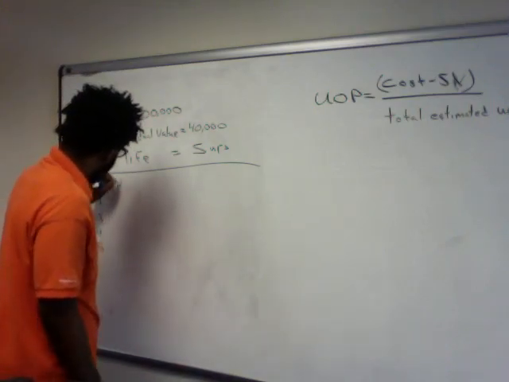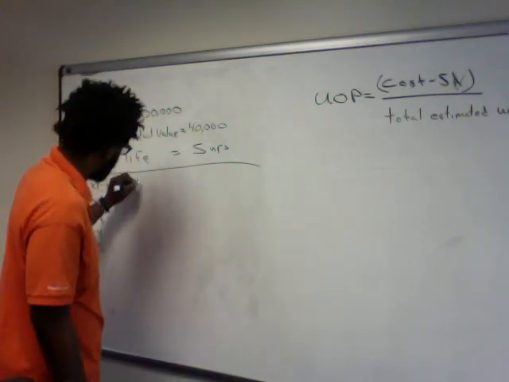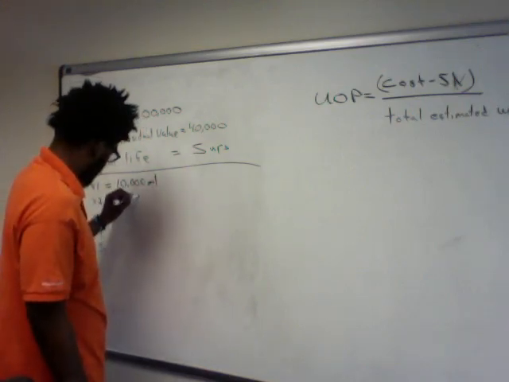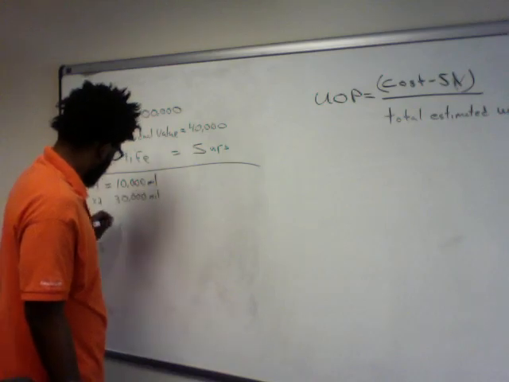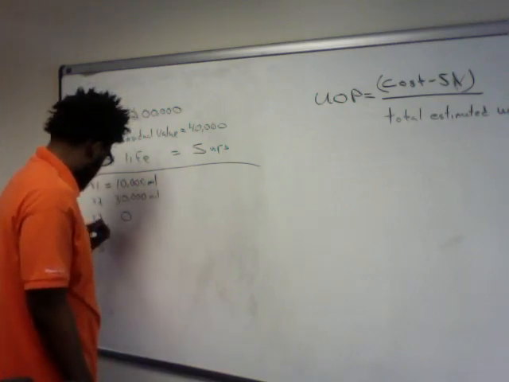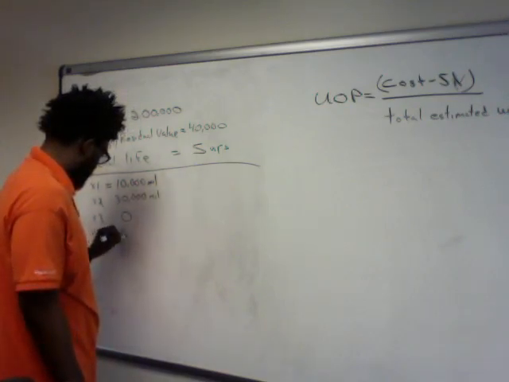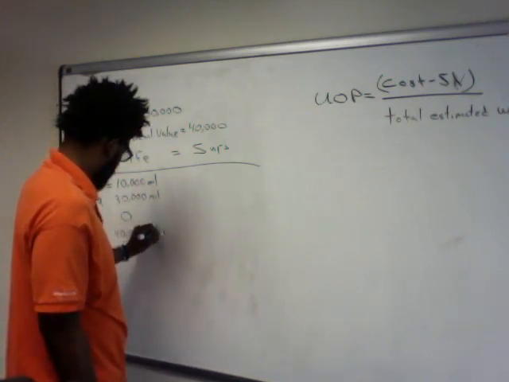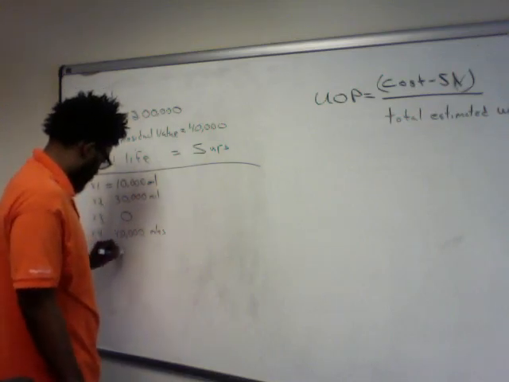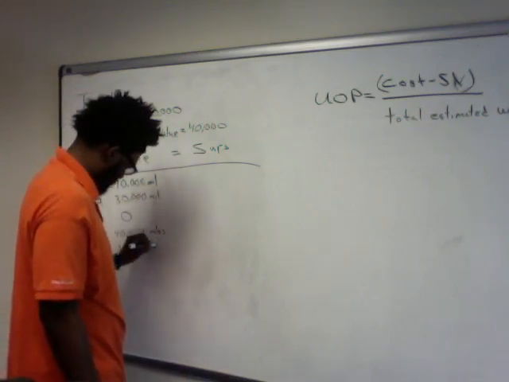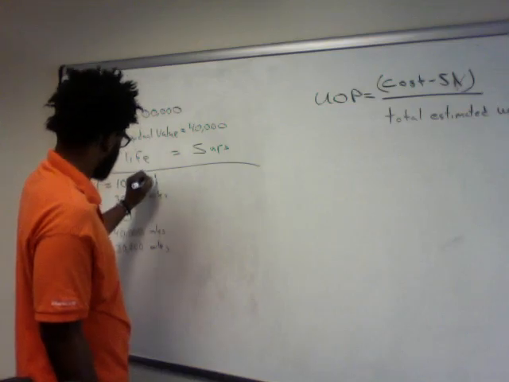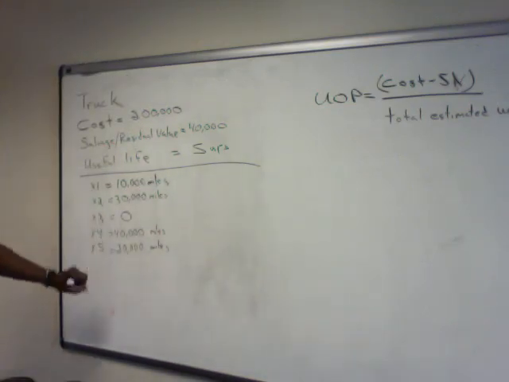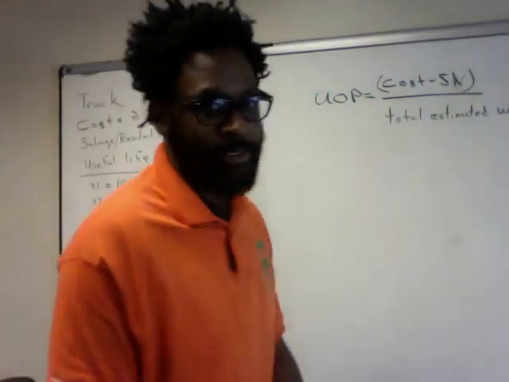So let's assume that the first year we drive the truck 10,000 miles. Second year, 30,000. Third year, no miles. Fourth year, 40,000 miles. And then fifth year, 5,000, and sixth year, I don't know, 20,000 miles. Okay? And so these are estimates, and this is what we do the minute that we make the purchase.